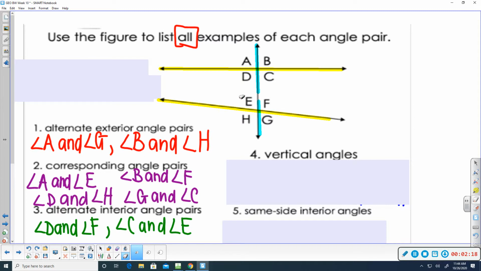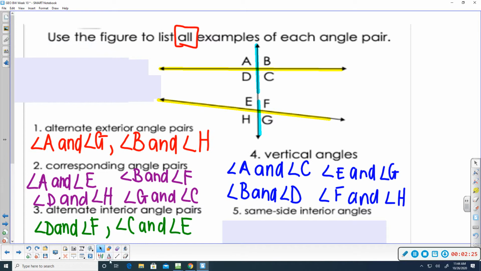Number four is talking about vertical angles. So remember, vertical angles are across from each other. So we have a few examples here. We have angle A and angle C. They're across from each other. Angle B and angle D. They're across from each other. Angle E and angle G, again, across from each other. And angle F and angle H. And remember, vertical angles are congruent. So that's just a fact about those pairs of vertical angles.